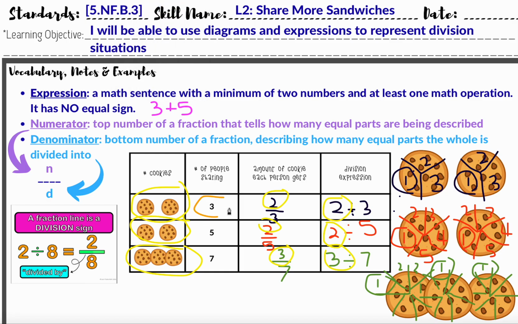And then right here, you're dividing among 3 people. So you have the 3 here, the 3 there. You divide it among 5 people. Denominator. It tells you how many pieces to divide it into. 7, 7, 7. Okay? Alrighty. That's it for today.